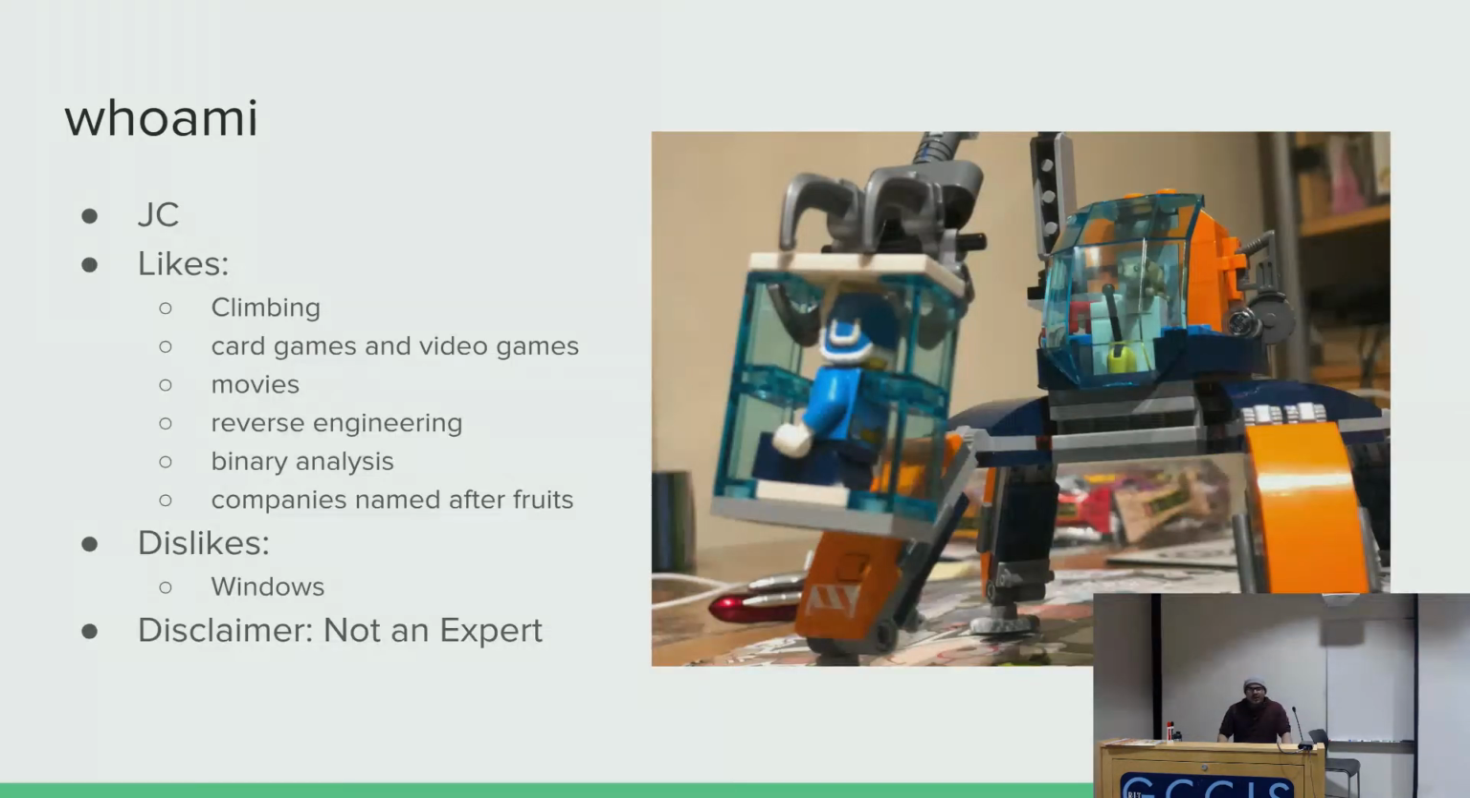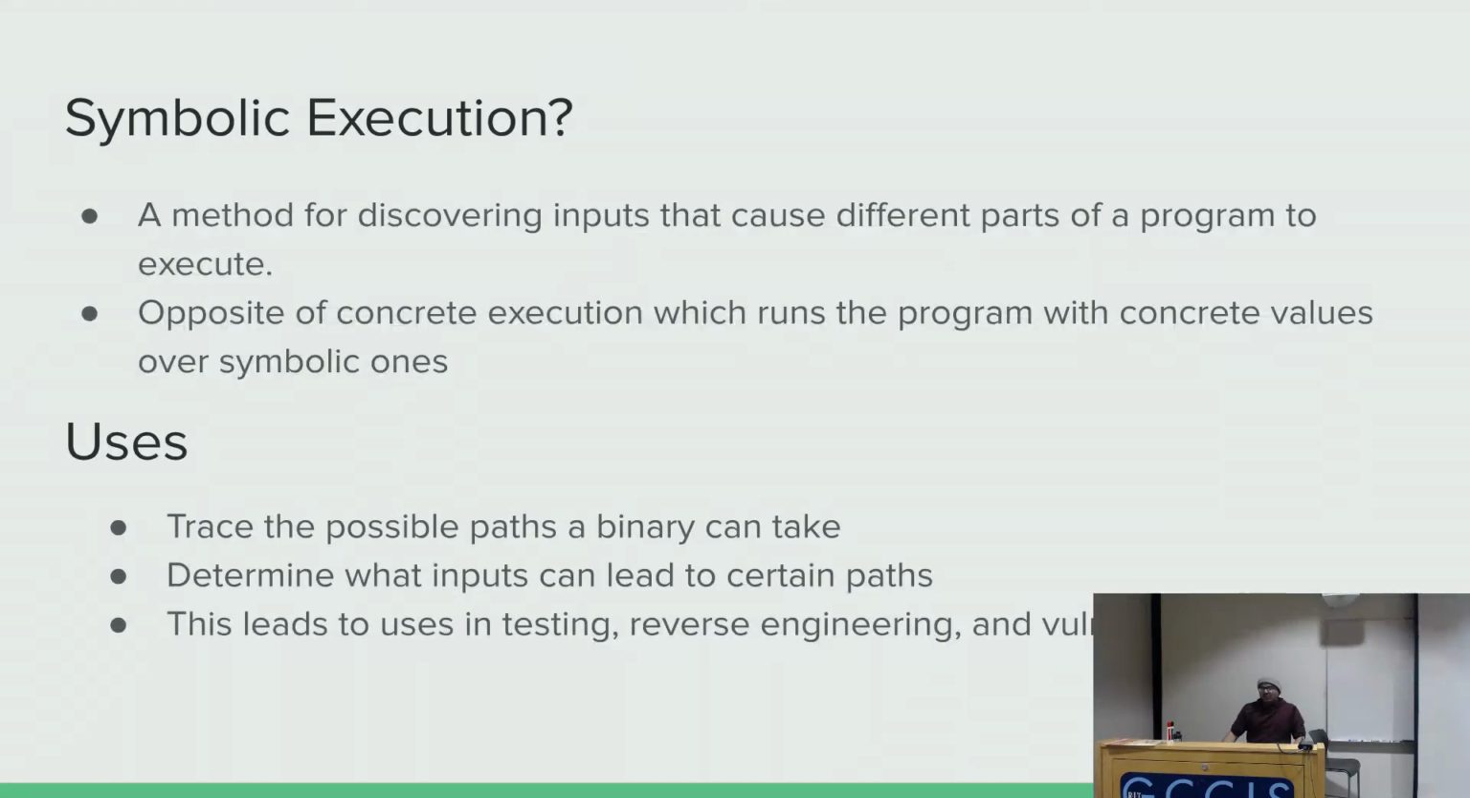A little bit about who I am. My name's JC. I like climbing, card games, reverse engineering, binary analysis in general. And just a disclaimer, I'm not an expert on symbolic execution or Angr for that matter, but I just wanted to share what I do know and show you some examples of how to use Angr. So what is symbolic execution?